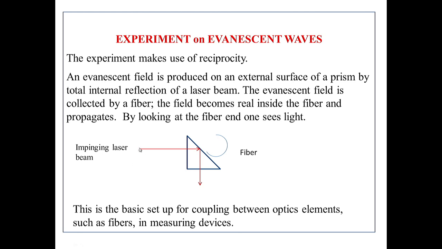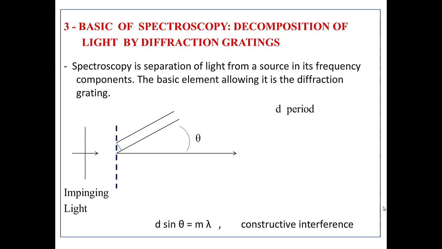So we will see the light entering the prism, going back on the other side. Here, nothing. But as soon as we put the fiber, we see the light at the end of the fiber. And this will be done with a green laser. Then the third group of experiments is the composition of light by diffraction gratings, which is the basis of spectroscopy.